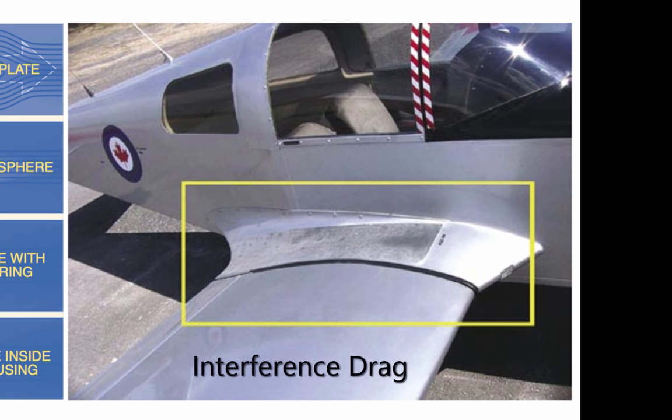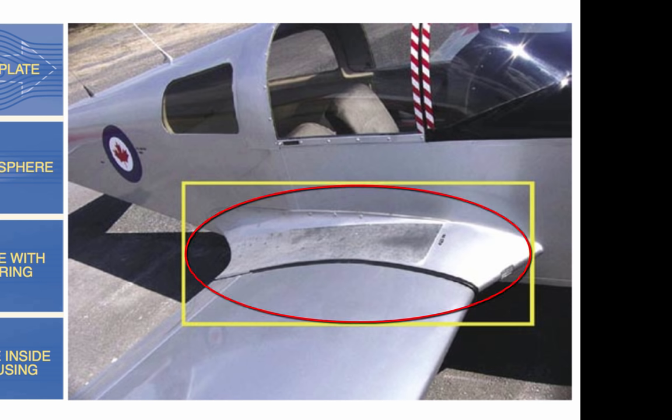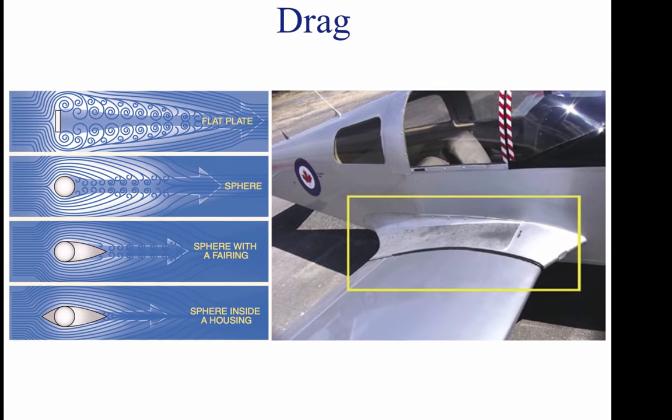Interference drag comes from the intersection of airstreams that creates eddy currents, turbulence, or restricts smooth airflow. For example, the picture on the right shows the intersection of the wing and the fuselage at the wing root. This area has significant interference drag. Air flowing around the fuselage collides with air flowing over the wing, merging into a current of air different from the two original currents.